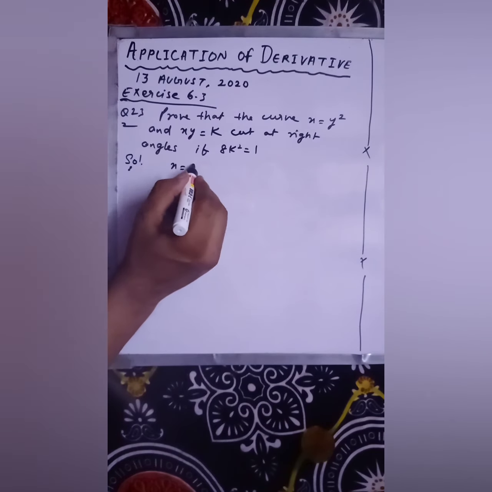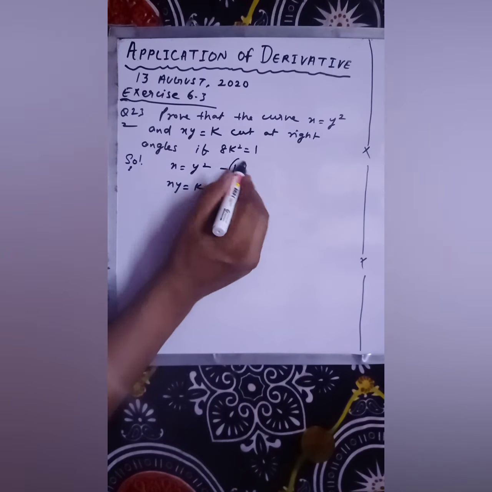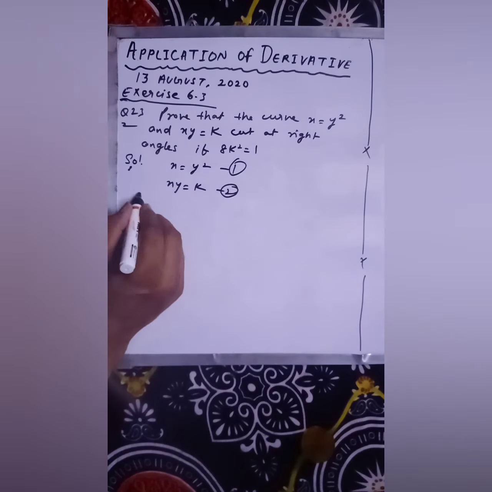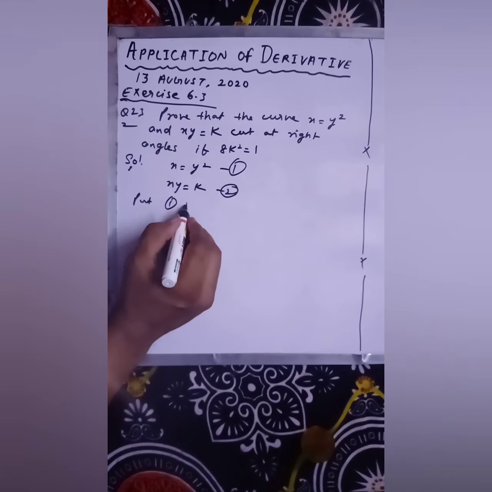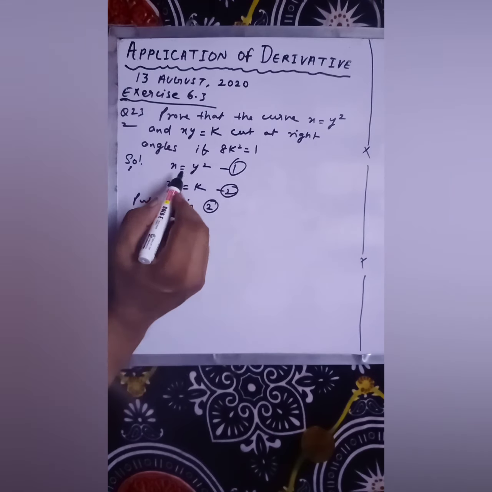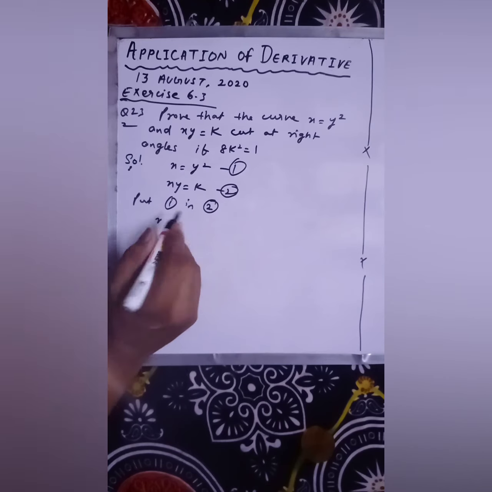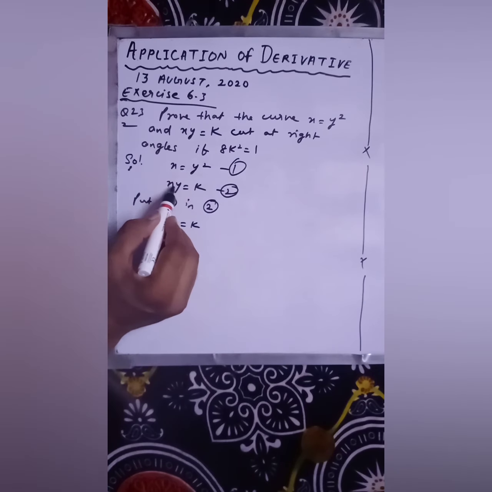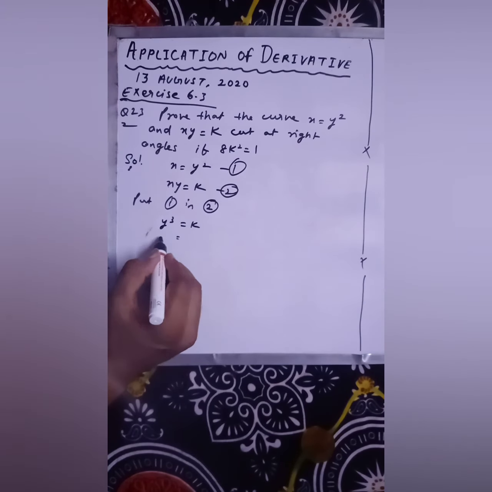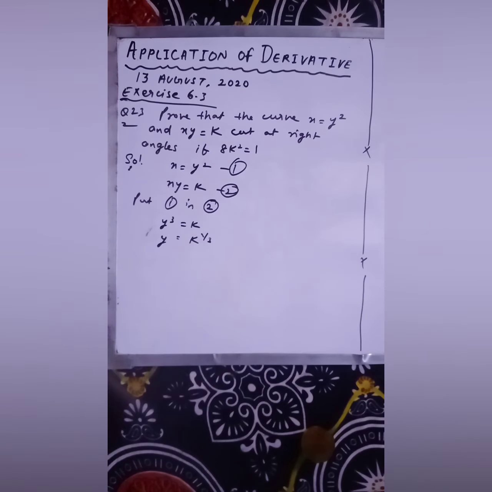So x equals y square is given to us, and xy equals k. This is equation number 1, this is 2. Put 1 in 2. So in place of x, I am putting y square in equation number 2. So you will get y cube is equal to k. Okay, this x is y square, so y square into y would be y cube. So you will get y equals k to the power 1 by 3.